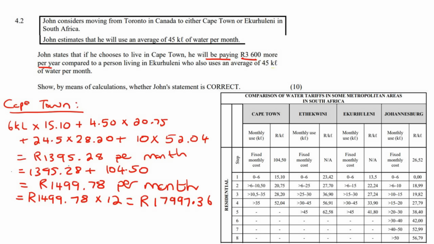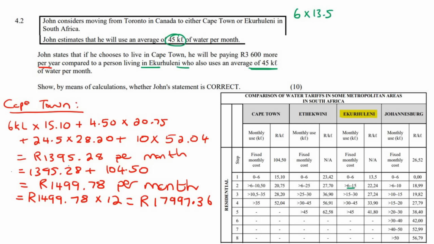Now we need to go check eKoshaleni. So in eKoshaleni, there is no fixed monthly cost, so we can just go straight into the table. So John is still going to use 45 kiloliters of water, because it says here living in eKoshaleni, who also uses an average of 45. So we know how these tables work now. In the first 0 to 6, you're going to be charged 13 rand 50 per kiloliter. So we can say that 6 multiplied by 13.5, because if you use anywhere between 0 and 6.